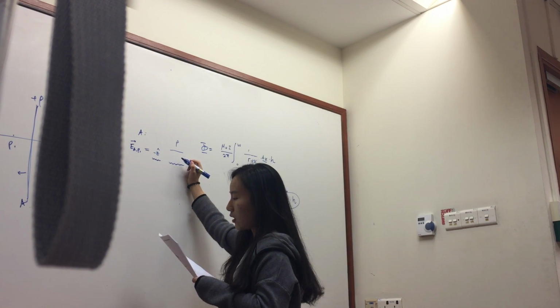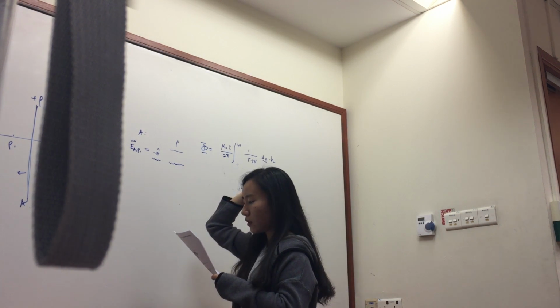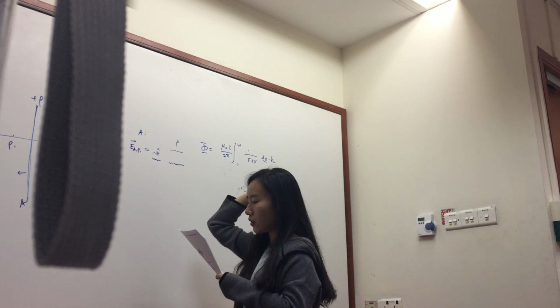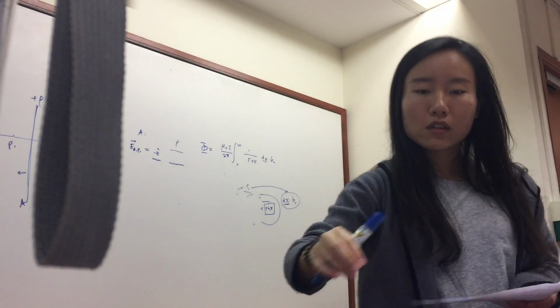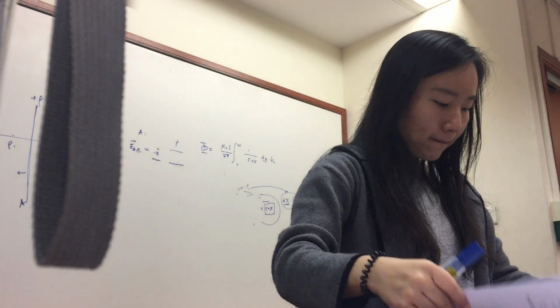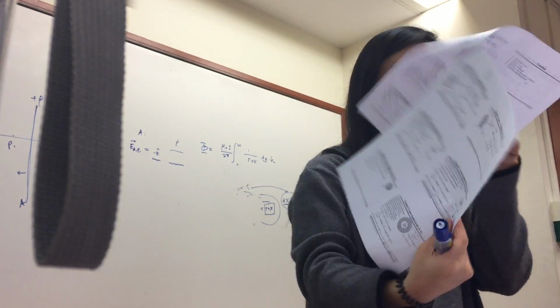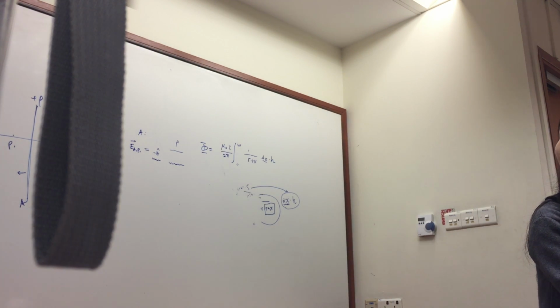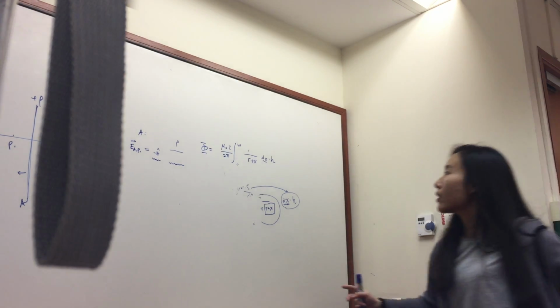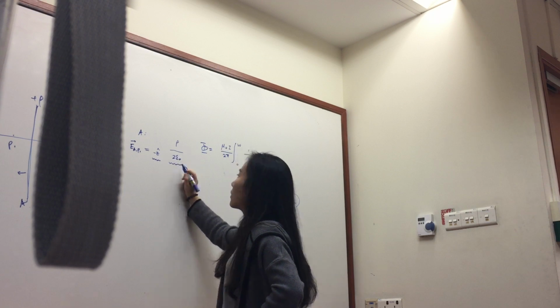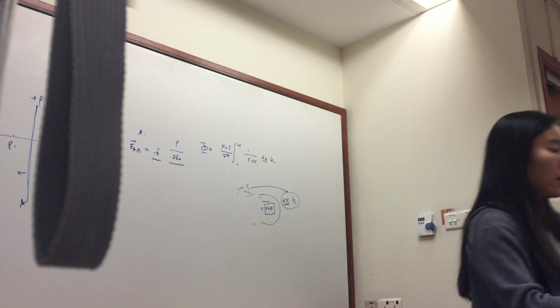Over 2 epsilon. Yeah, we already have that. See, we have a previous example that we write. Yeah. This one is rho over 2 epsilon. We talked through this last session, right? So this one is rho over 2 epsilon naught. This is for this one. Okay.